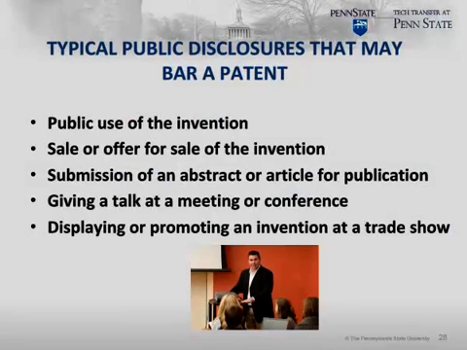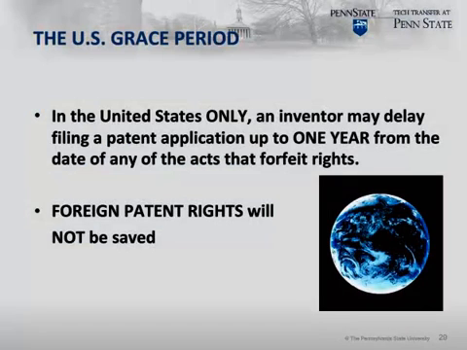Other examples of public disclosure: public use of the invention, sale or offer for sale of the invention, submission of an abstract or article for publication, giving a talk at a meeting or conference, displaying or promoting an invention at a trade show. In the United States only, an inventor may delay filing a patent application up to 1 year from the date of any of the public disclosure acts that forfeit rights. Foreign patent rights, though, will not be saved.